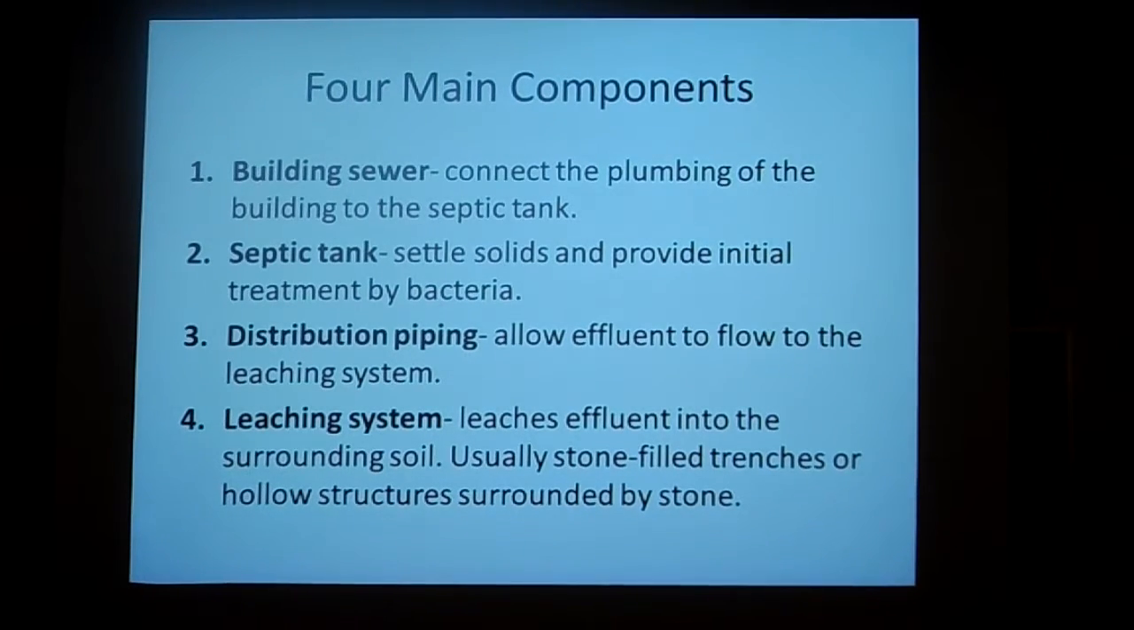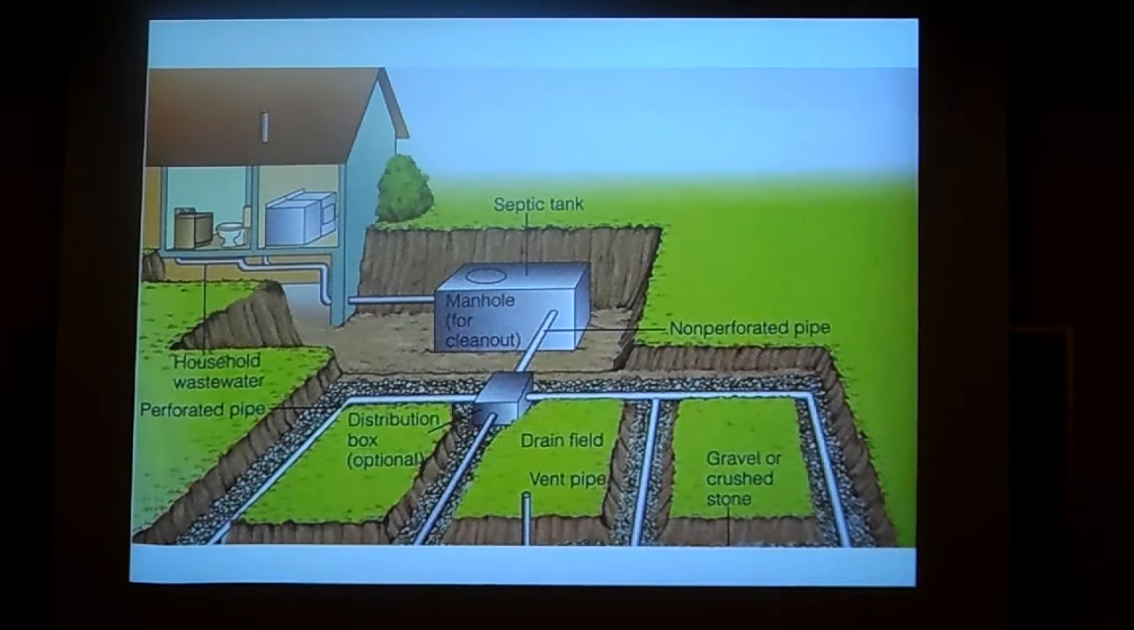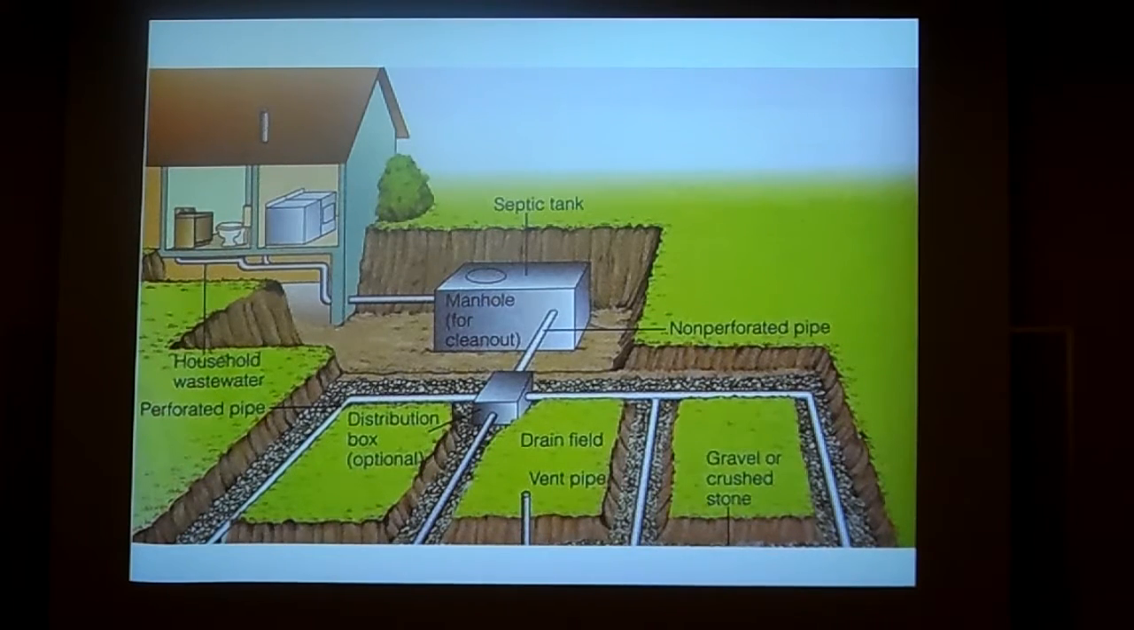You have the septic tank itself, which settles solids and provides initial treatment by bacteria. Then you have the distribution piping, which brings the effluent to the leaching system. And then you have the leaching system, which leaches the effluent into the surrounding soil. Those components are pictured here.